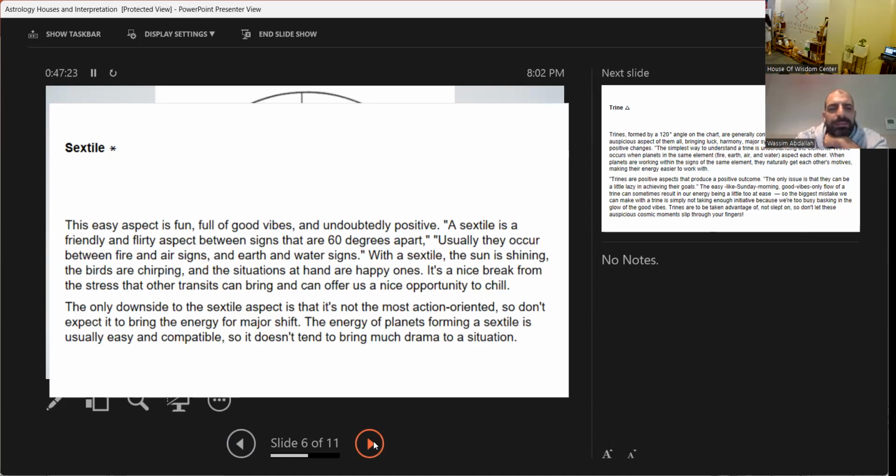A sextile is a friendly and flirty aspect between signs that are 60 degrees apart. Are these planets? Exactly. Usually they occur between fire and air signs and earth and water signs. With a sextile, the sun is shining, the birds are chirping, and the situations at hand are happy ones. It's a nice break from the stress that other transits can bring and can offer us a nice opportunity to chill. The only downside to a sextile aspect is that it's not the most action-oriented, so don't expect it to bring the energy for major shifts.